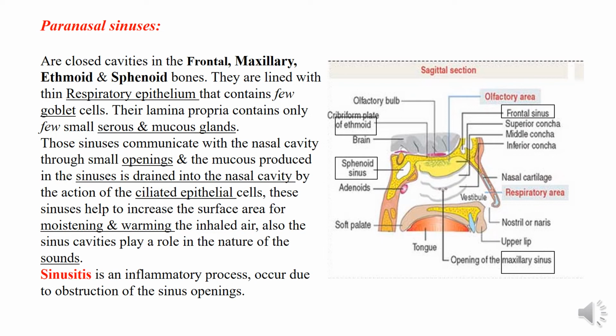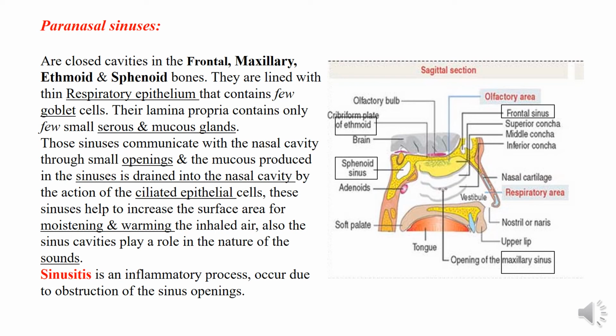Paranasal sinuses are closed cavities in the frontal, maxillary, ethmoid, and sphenoid bones. They are lined with thin respiratory epithelium. This thin respiratory epithelium contains few goblet cells. Their lamina propria contains only a few small serous and mucous glands.